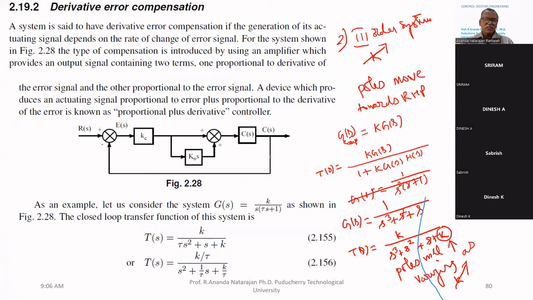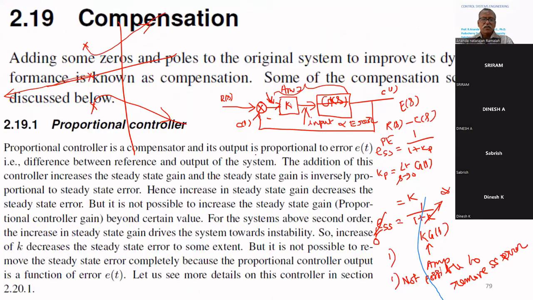So these are the drawbacks with amplifier gain, that is the proportional controller or proportional compensation. The first point is that it is not possible to remove steady state error. Because for a type 0 system, only as K tends to infinity does the steady state error become 0. But it's not possible to have an amplifier with infinite gain. That's why steady state error will always be there, even if you put this controller.